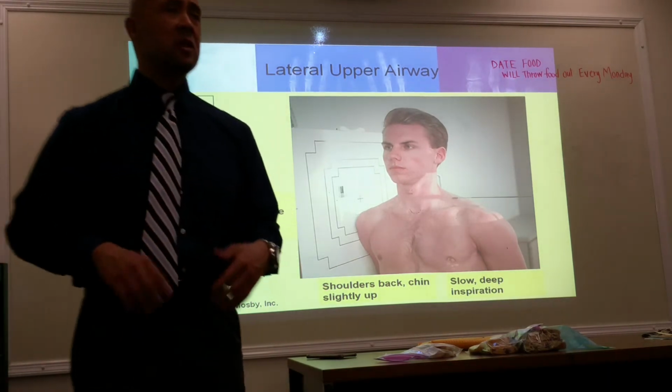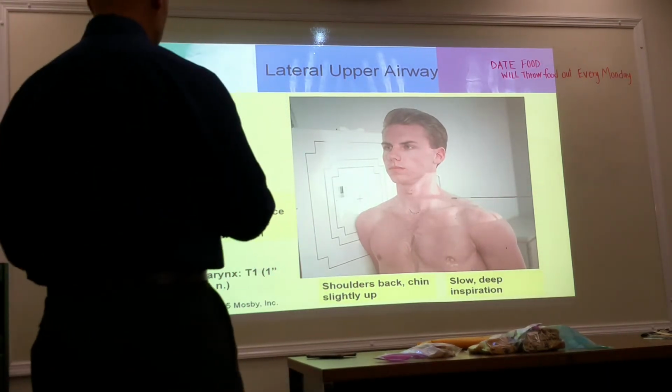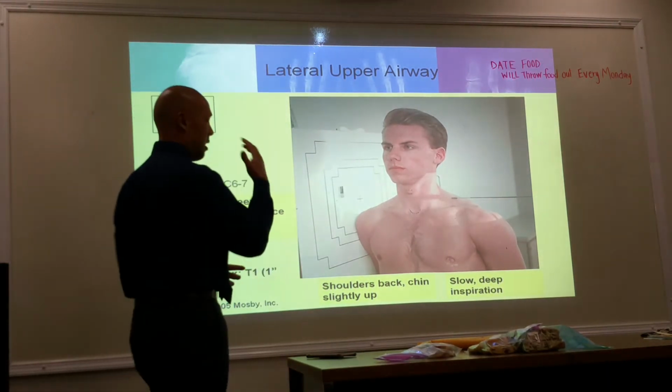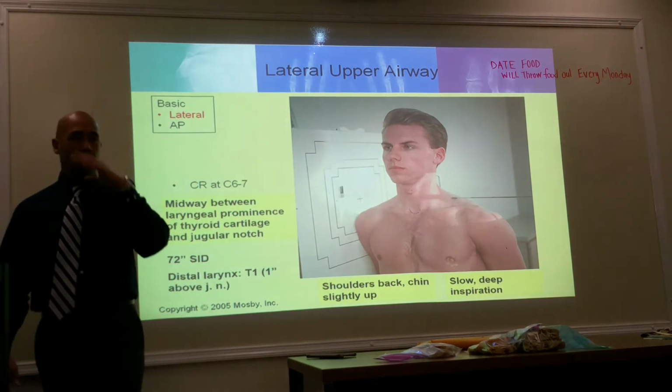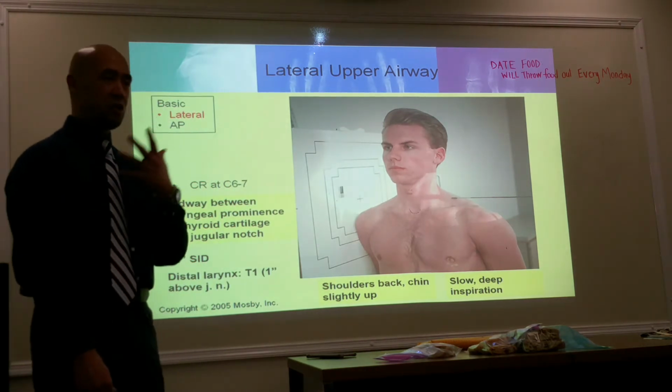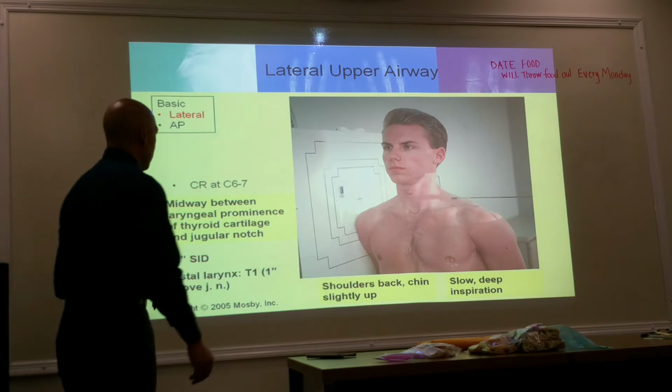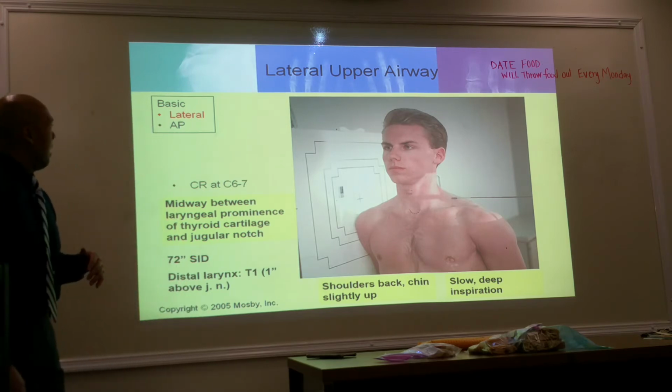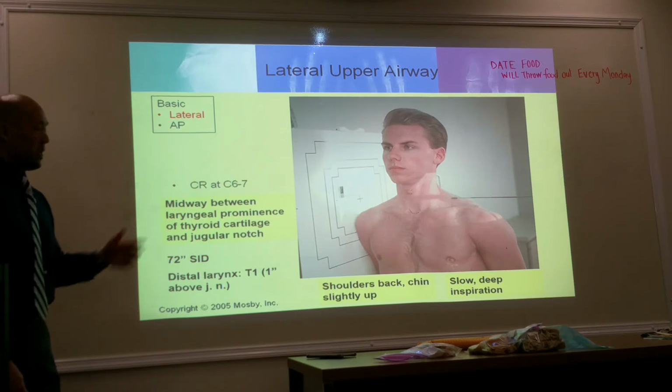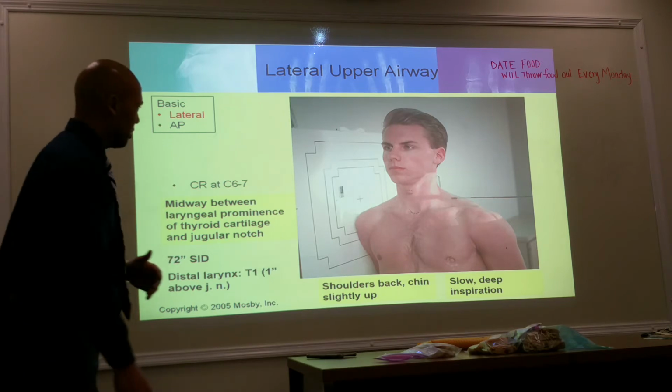So that was the evaluation of the lower respiratory airway. Now let's look at the upper airway. Our upper airway is basically from your oropharynx to the laryngopharynx. It's your throat. Your basic views are going to be your lateral and your AP. I don't know why they're doing it this way first, but let's go ahead and look at the lateral.